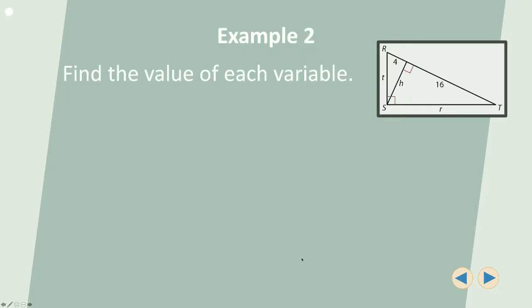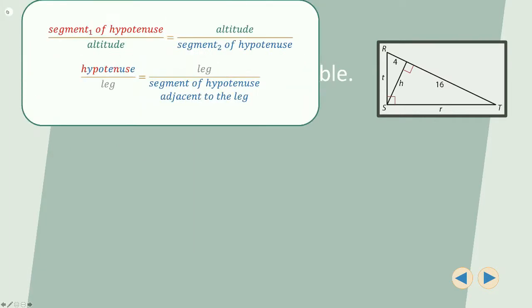So here's another example. It says find the value of each variable. Well, we have h, t, and r here. So let's go ahead and look at h. I shouldn't have put that up there yet, but notice h is the altitude, so we're going to want to use this one. So h is going to go into these two spots, and then the 4 and the 16 can go into these two spots. It doesn't really matter which one.